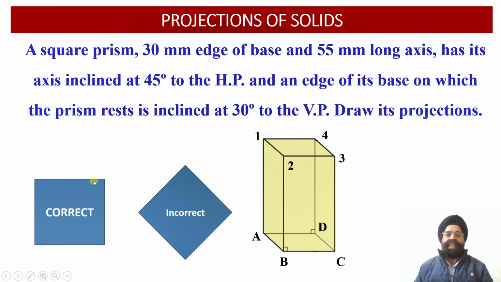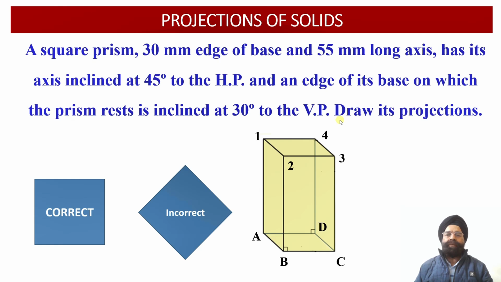Now in the second iteration we have been provided with the information that the edge on which this prism is resting on the ground is further inclined at an angle of 30 degree with respect to the vertical plane. That is, this edge will be further inclined at an angle of 30 degree with respect to the vertical plane. So this is the oblique solid that we have with us. We are required to draw the orthographic projections of this oblique square prism.